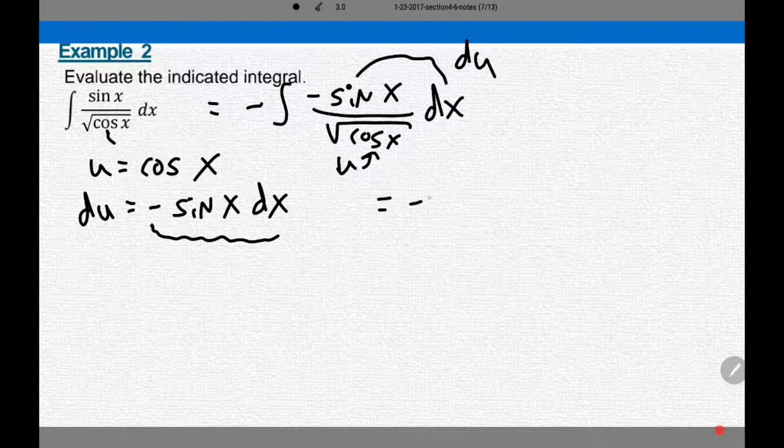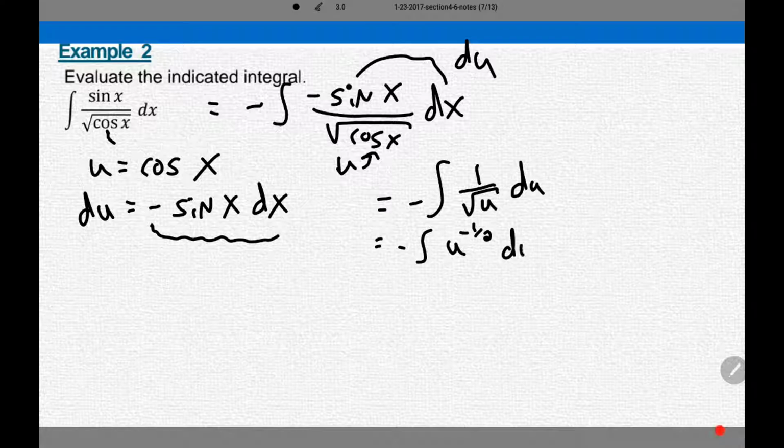So that changes this to the integral of 1 over the square root of u du. Which again, this is going to be a power rule situation because I've got the negative integral of u to the minus 1/2 power du, which we can use our power rule to do.